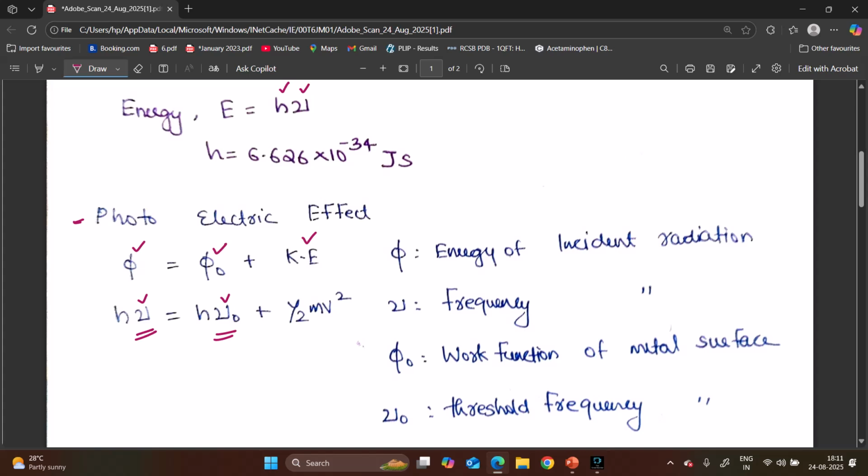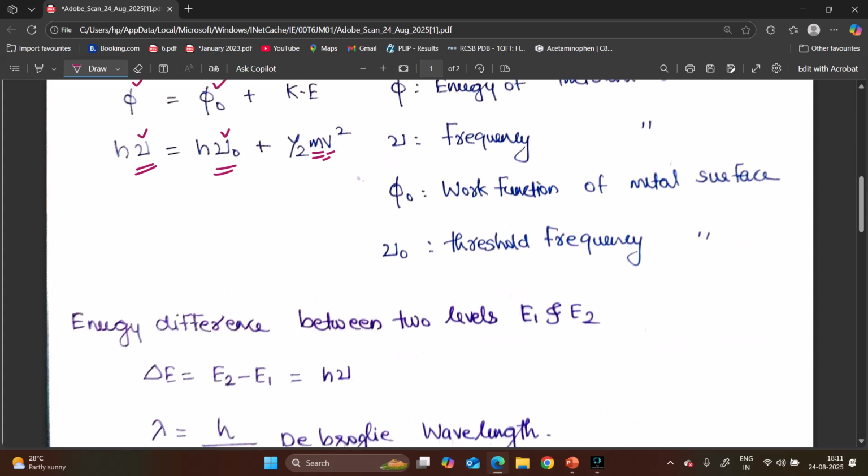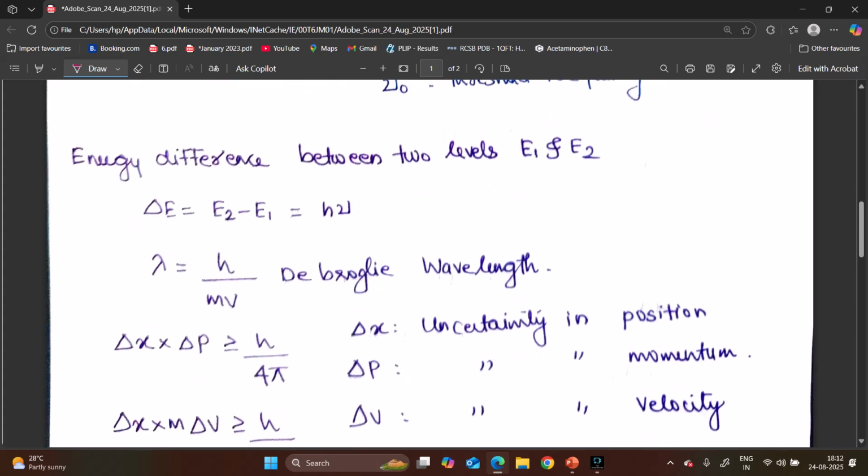Half mv square is the kinetic energy, where m is the mass of the particle and v is the velocity of the ejection. Since it is an electron, m is the mass of the electron and v is the velocity of the electron. If we have two energy surfaces, E1 and E2, the energy difference between these two surfaces, if E2 is greater than E1, means delta E will be equal to E2 minus E1.